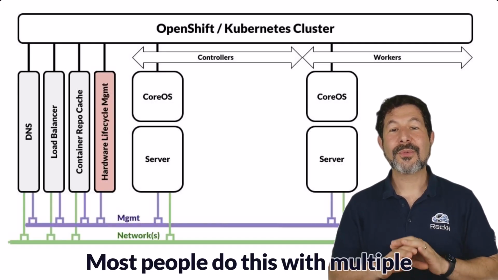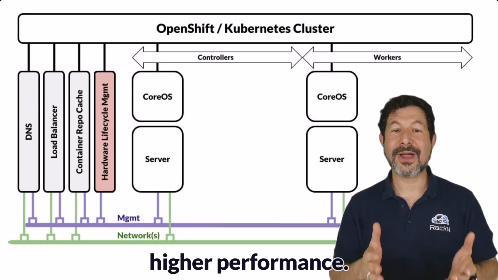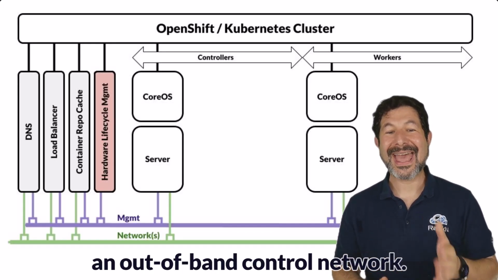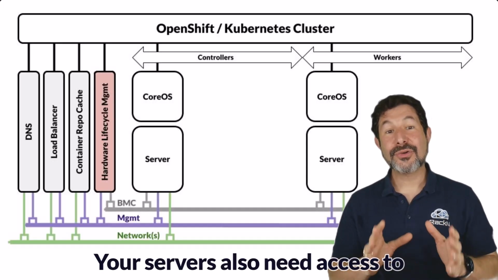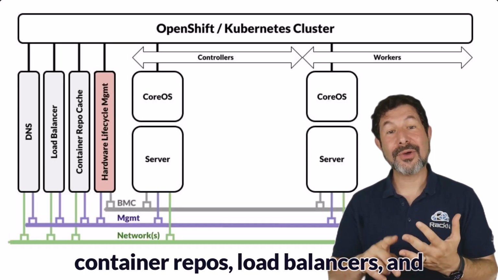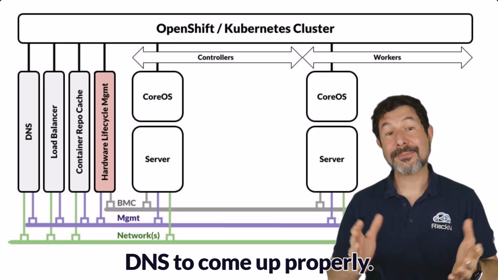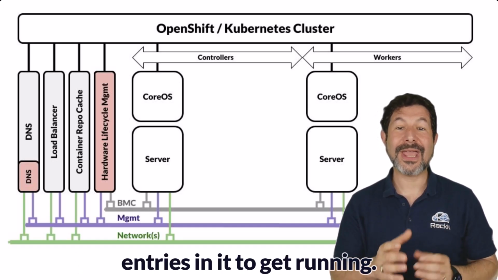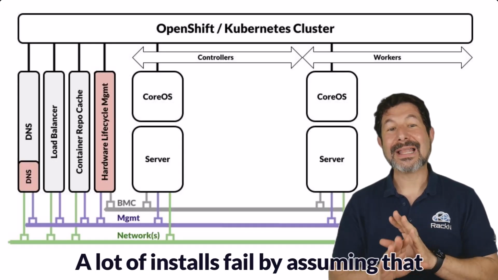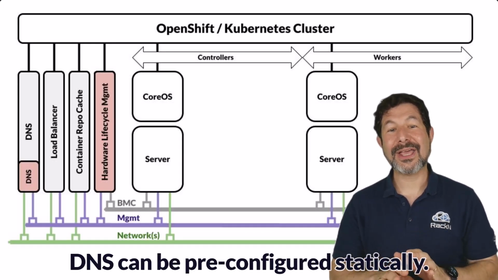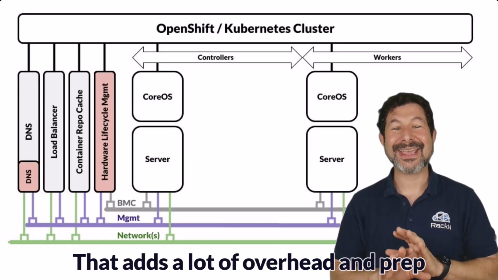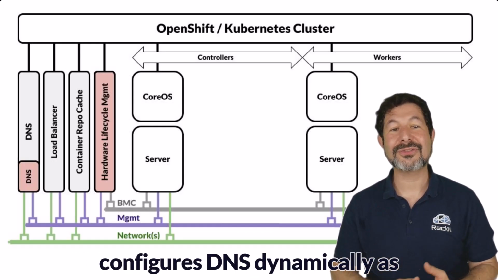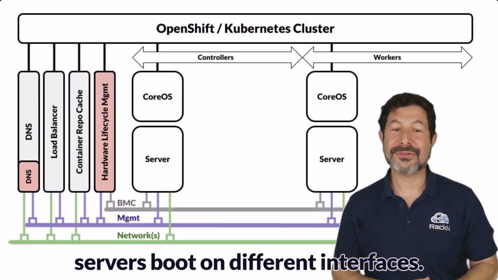Most people do this with multiple networks, which we recommend for higher performance. For lifecycle work, you'll want a primary management interface and an out-of-band control network. Your servers also need access to container repos, load balancers, and DNS to come up properly. For any bootstrapping environment, you need a basic DNS with your host entries in it to get running. A lot of installs fail by assuming that DNS can be pre-configured statically. That is a lot of overhead and prep work. Ideally, your lifecycle management configures DNS dynamically as servers boot on different interfaces.